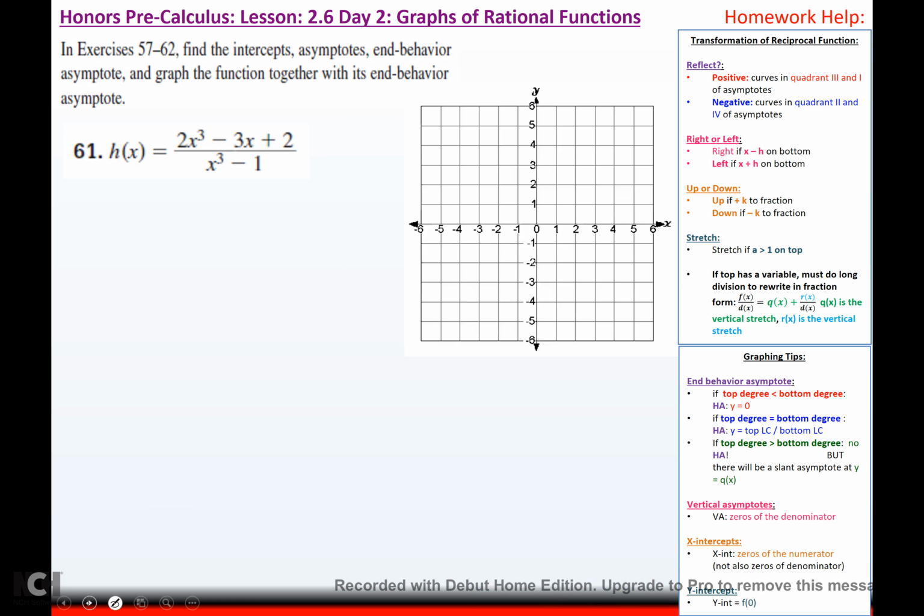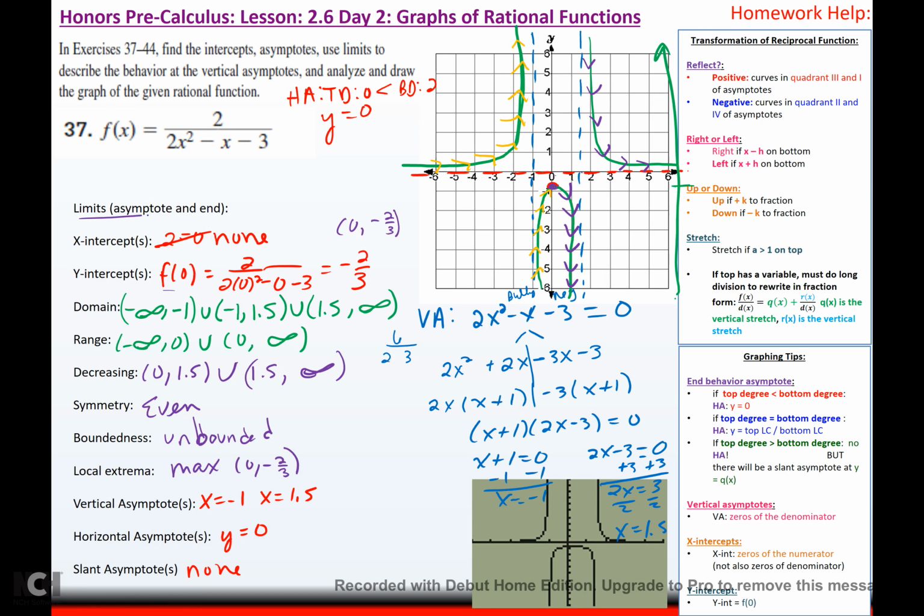Okay. Alright, so it says find the intercepts, asymptotes, end behavior asymptote, and graph the function together with its end behavior asymptote. Oh, I think we were supposed to do limits at the asymptote and at the end. So we've got quite a few to do. Let's do the end ones first.